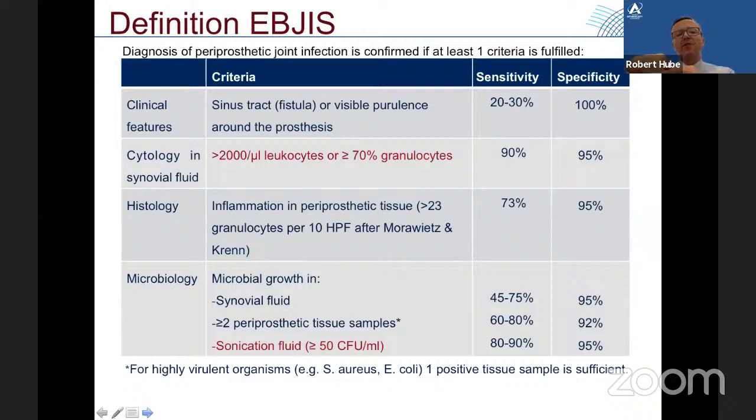Cytology in synovial fluid, more than 2,000 leukocytes or 70% granulocytes, 90% sensitivity and specificity. But the Americans would say, if you bring the numbers so much down to 2,000 leukocytes, you will end up with more false positives. And we in Europe say, if you bring it up to 3,500, you will not see all the low-grade infections with Staph aureus or Propionibacteria and others. Histology, inflammation in periprosthetic tissue, more than 23 granulocytes per 10 high power fields, same thing. What you see in all these things, it's not perfect in sensitivity and specificity. So we still need more criteria to come closer to a definite diagnosis.